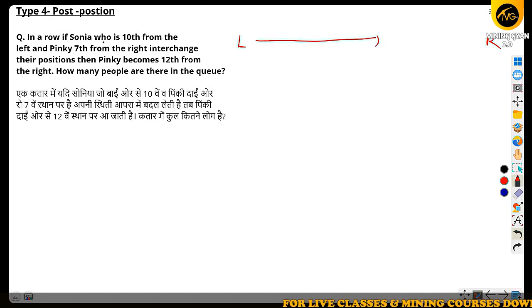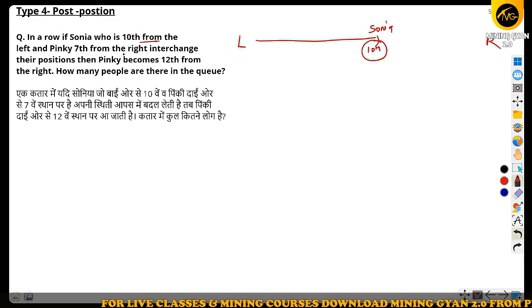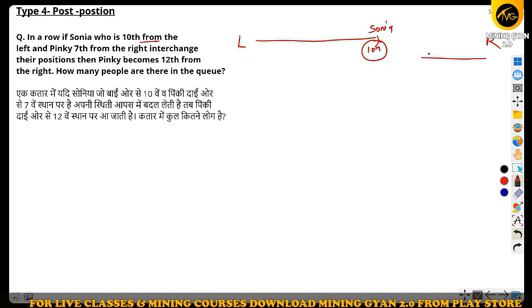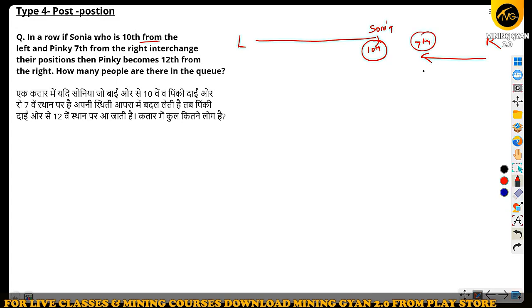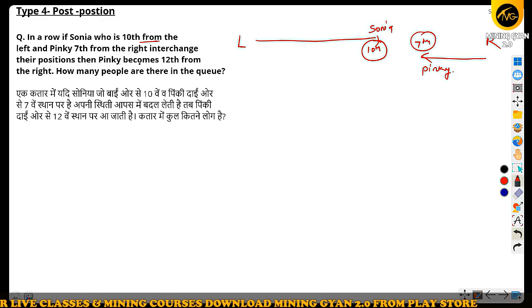In a row, Sonia is 10th from the left side. Suppose this is the position of Sonia and this one is the 10th position from the left side, and Pinky is 7th from the right. This is the 7th position and this is the position of Pinky. Interchange their positions, then Pinky becomes 12th from the right.